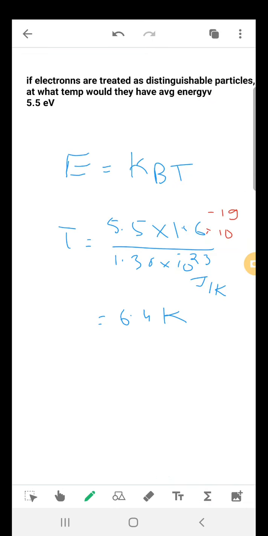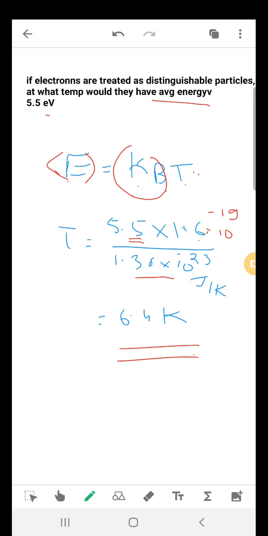Lastly, if the electrons are treated as distinguishable particles, at what temperature will they have an average energy of 5.5? Now the average energy is given as 3 by 2 kBT. This is the Boltzmann constant, and this is the T, so T will be equal to E by kB. So this is the 5.5 converted into joules and divided by the Boltzmann constant. So this is the value of temperature that was asked for.